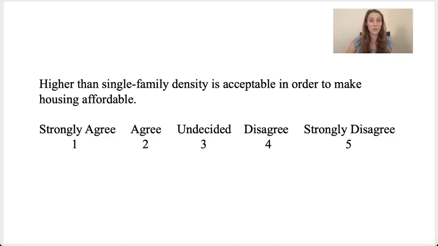And then lastly, we have higher than single family density is acceptable in order to make housing affordable. This is just very vague, right? Very vague. It's not asking you anything specific. What do they mean by acceptable, right? Acceptable for you, acceptable in general. So we want to be more clear than this, right? Your question should be what we call transparent, right? It should be fairly transparent. The question should be easily understood by the participant.